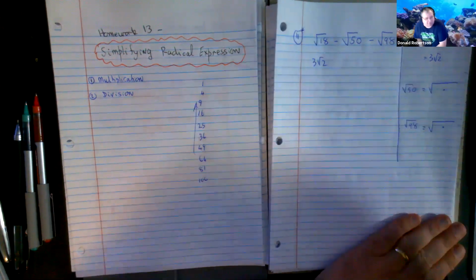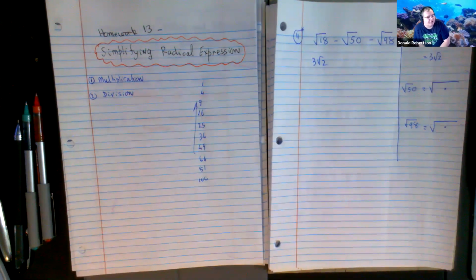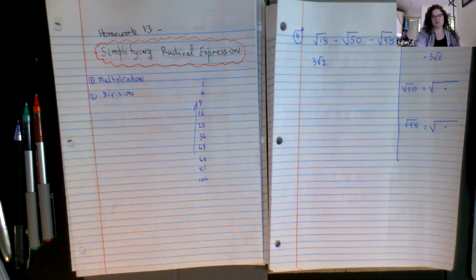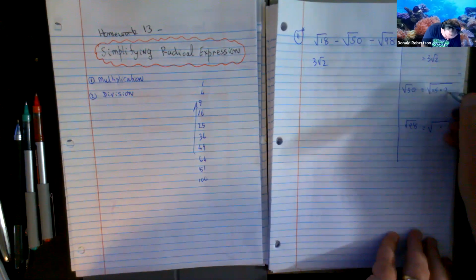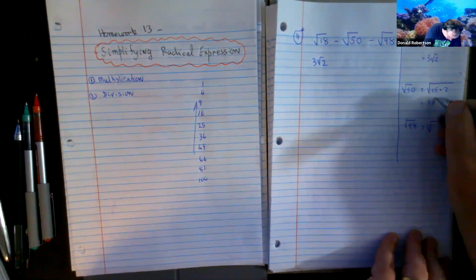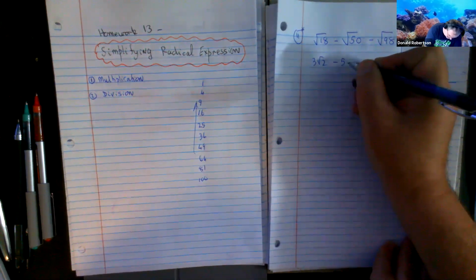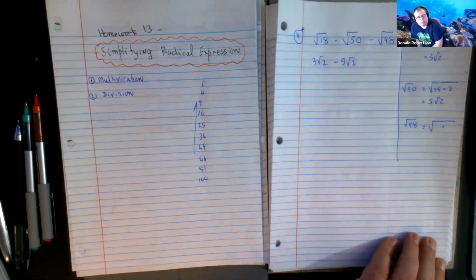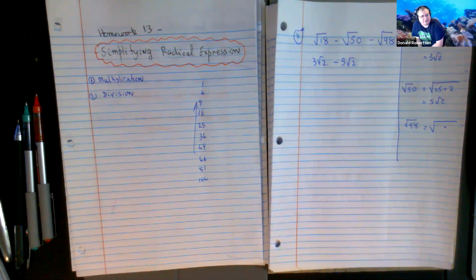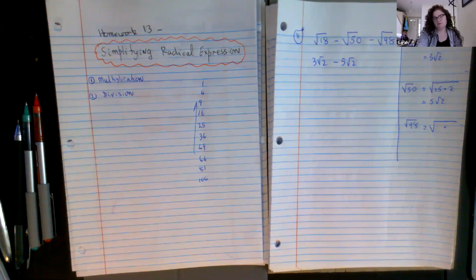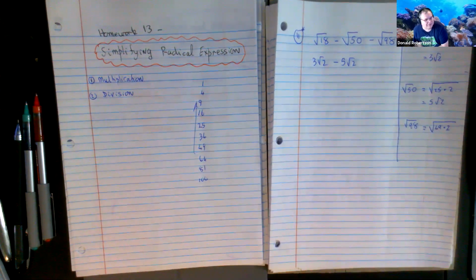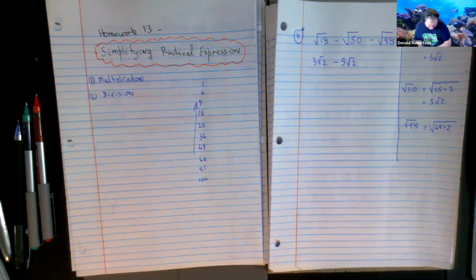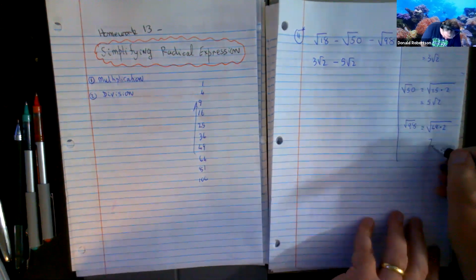Right, I'll take a volunteer. Give me the split for 50 now. How's 50 going to split? 25 and 2. And that's going to get me what? 5 square root of 2s. So take away 5 square root of 2s. Oh, 98. 49 and 2. Did you notice that it's kind of obvious there's probably going to be a 2 in it? So it wasn't as bad as it might have looked. And that's going to get me 7 square root of 2s.